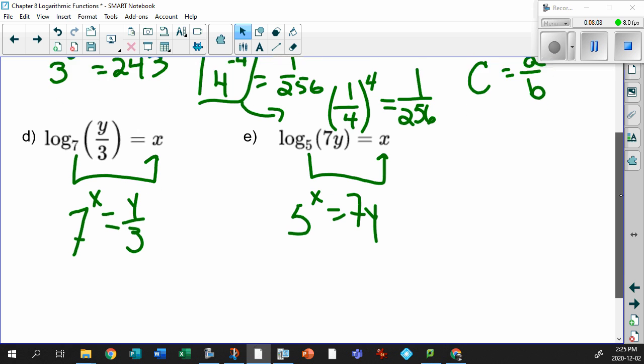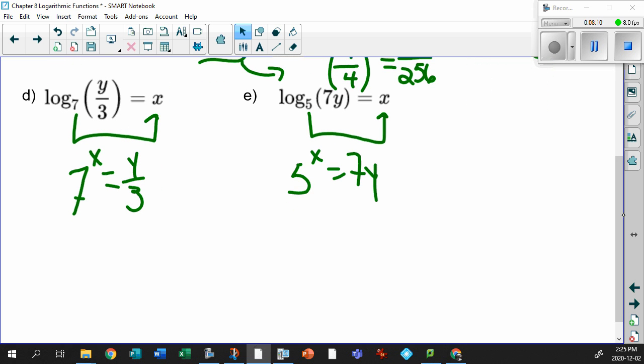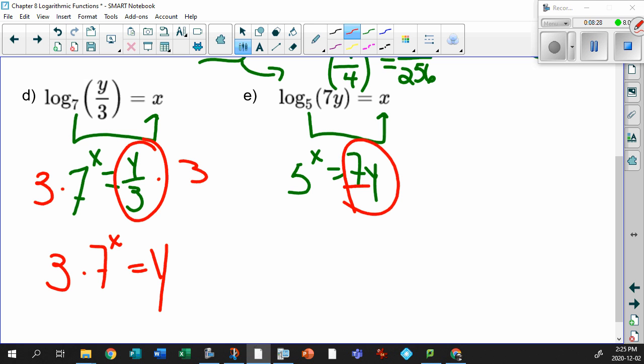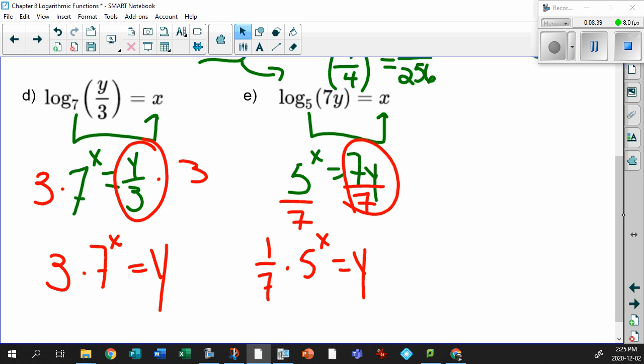Now, I do have to say one more thing, though. I don't know about you, but I don't like something with the y. It's not a y equals 2, is it? So get rid of that thing on the bottom. Multiply both sides by 3. So this is going to be 3 times 7 to the x. That's prettier. I like that one. Same goes with this one. Get rid of that 7. Divide each side by 7. So you can just write it as 1/7 times 5 to the power of x equals y. Just nicer to get that y by itself, right?